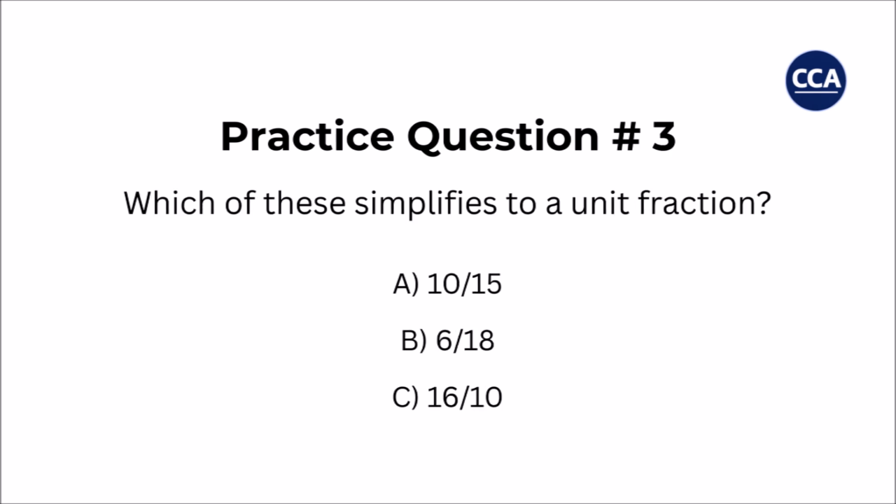Question number 3. Which of these simplifies to a unit fraction? Pause here. Take a moment to think. Now let's check the answer. 6 over 18 simplifies to 1 over 3, which is a unit fraction.